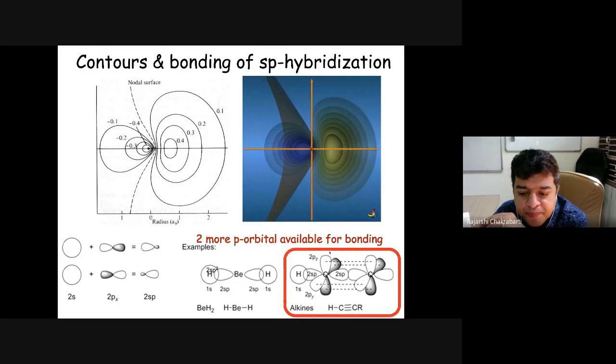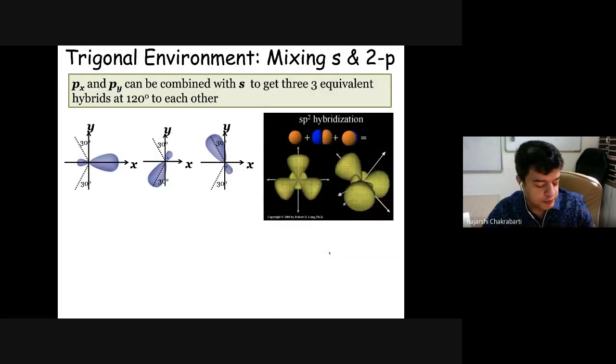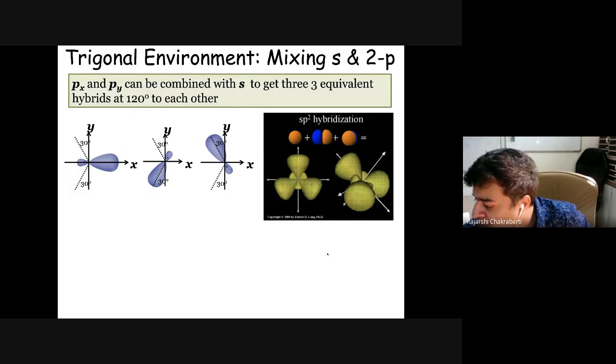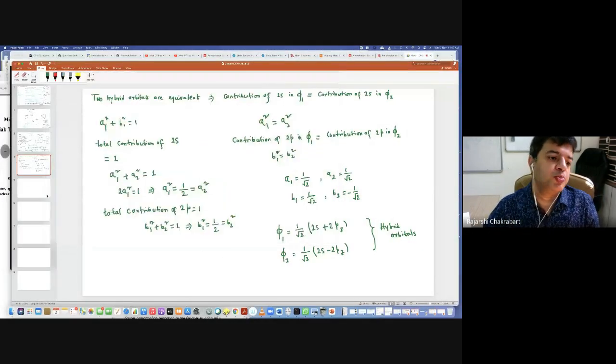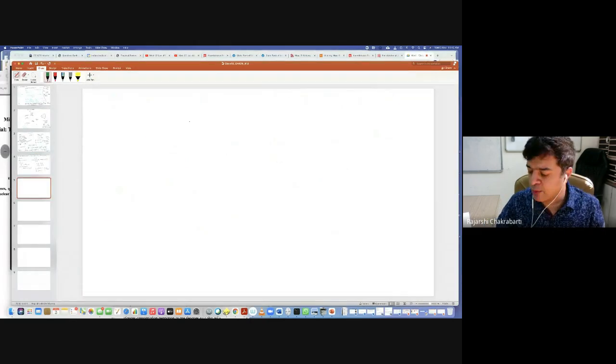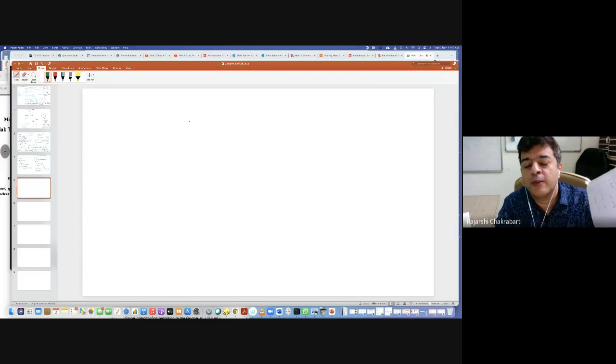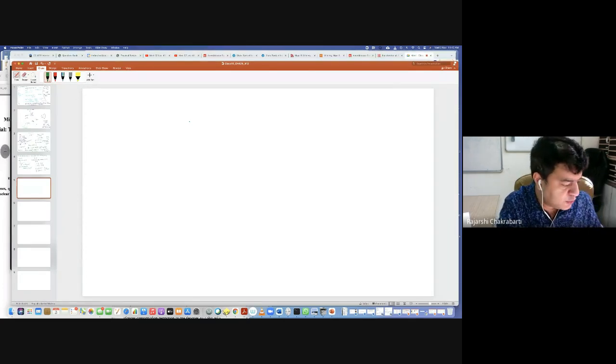Okay, so now let me go back to what I was doing. You have done sp. Now let us try to do slightly more complicated things. We did beryllium hydride, no? So let us do this molecule, BCl3.